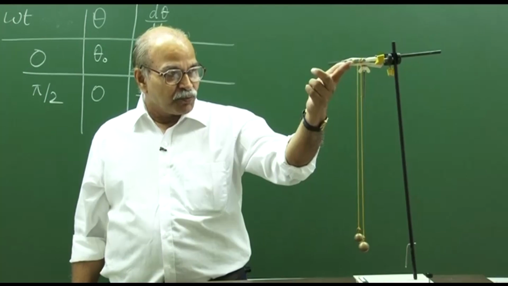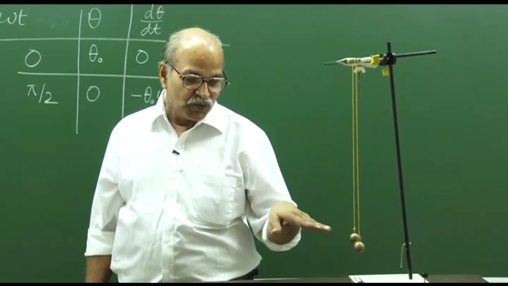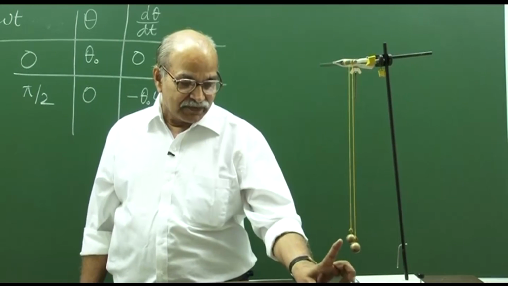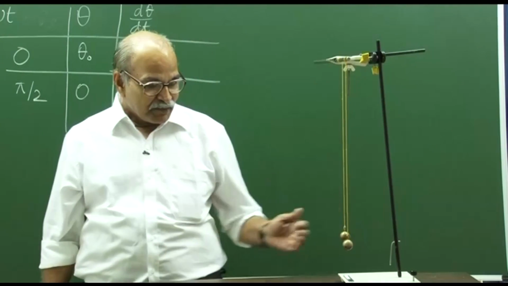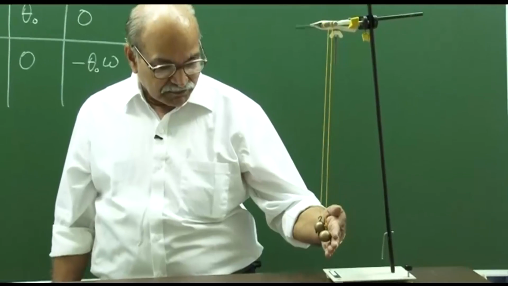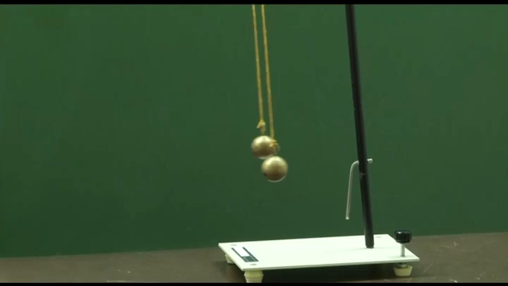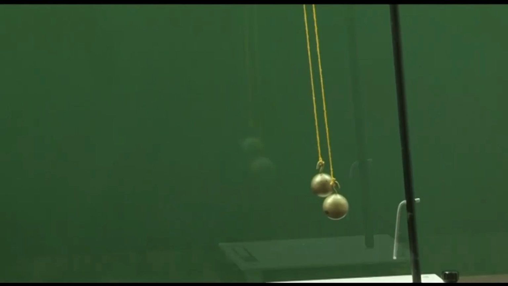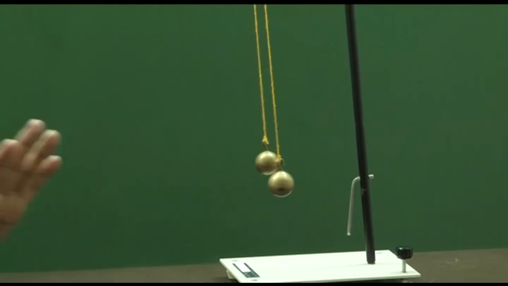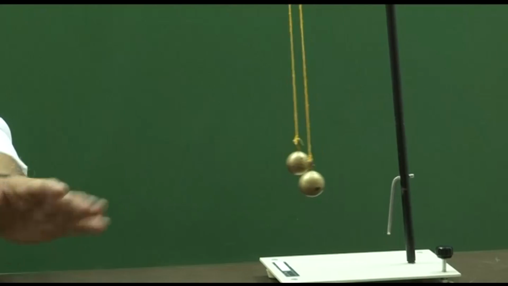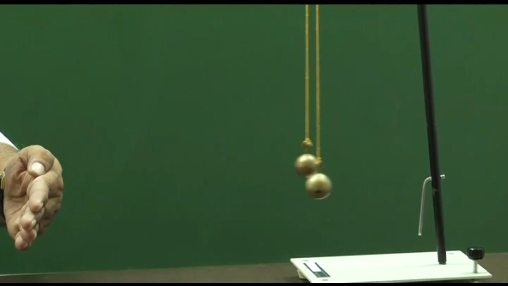I have tried to make the length same so that the frequency, the time period of these two pendulums remain same. This one is our front pendulum and this one is our rear pendulum. Now let me start them in some fashion. So now you see the two pendulums are oscillating and they are oscillating in such a way that both are going towards left together, both are coming towards right together and so on.